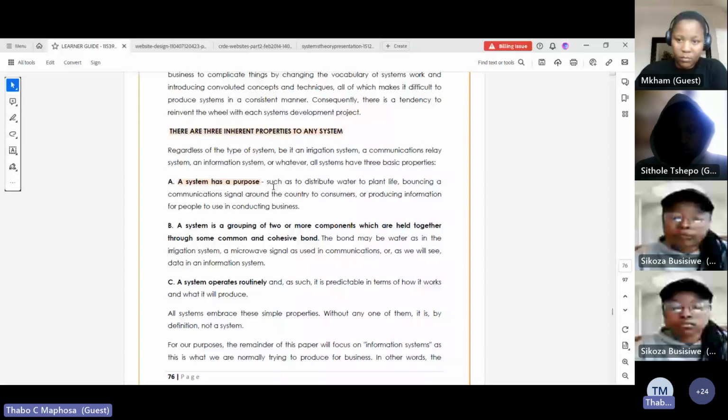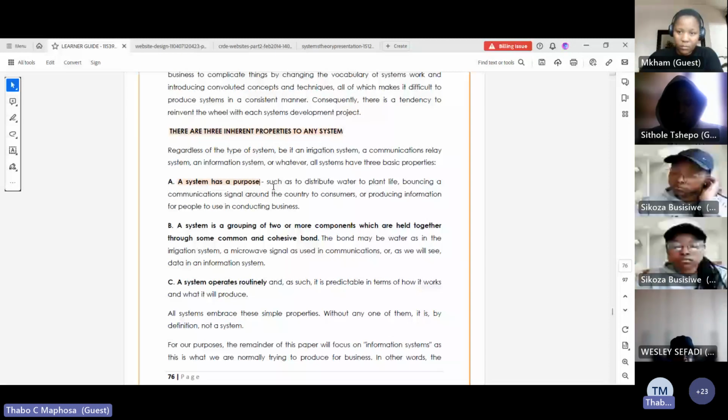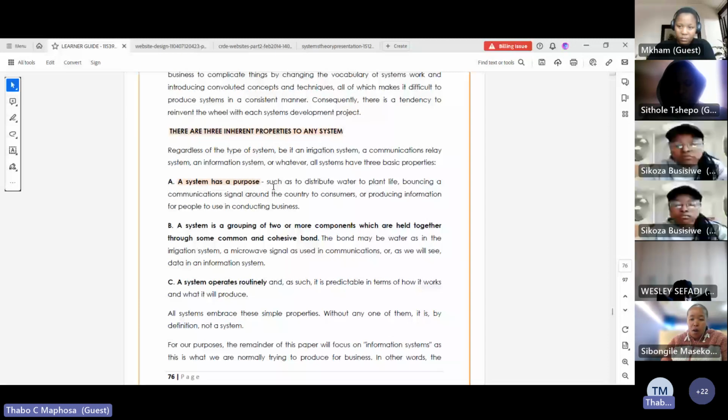I just want to explain here that a system must have a purpose. For instance, there's something called a circulatory system in the human body. Its job is to circulate blood all over the body, from the heart to the head, using the arteries, delivering oxygen to the brain and other parts of the body, and taking away carbon dioxide from the whole body to be processed. See, it has a purpose.